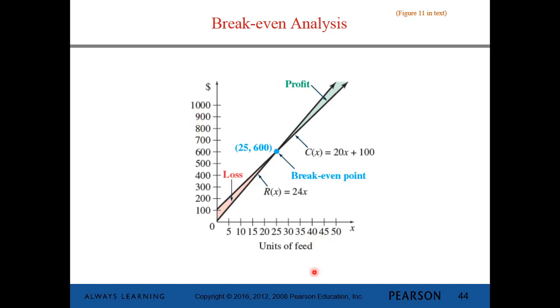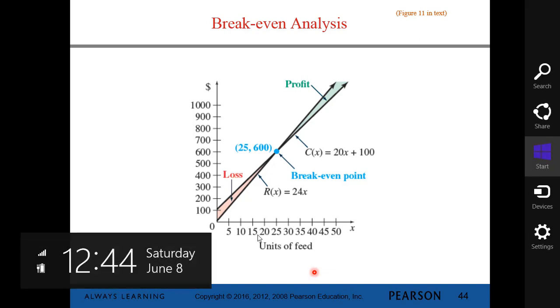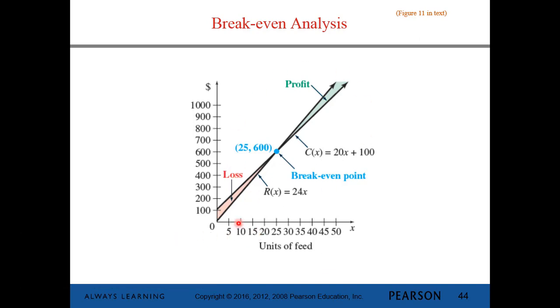Okay. So this is what we call a break-even analysis, a cost analysis. This tells us where we have to be to have a profit, where we have to be if we're going to have a loss, or if we just need to break even. So the break-even point here is at 25 and approximately 600 right here, 25,600.